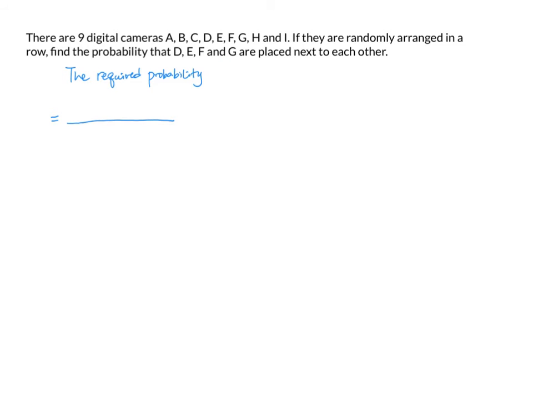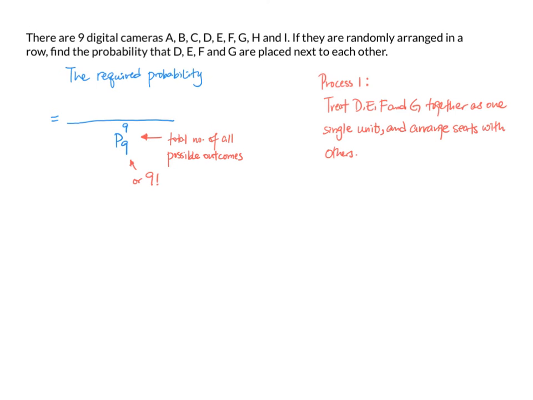So let's deal with the bottom part first, which is easy, the total number of all outcomes. So we have 9 sitting next to each other, and now because we are arranging the seats, in a sense the order does matter, so we are doing P, so this would be just 9P9 or 9 factorial. So for the numerator part, there are 2 processes, right?